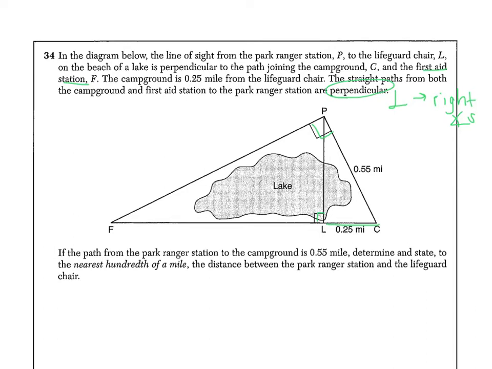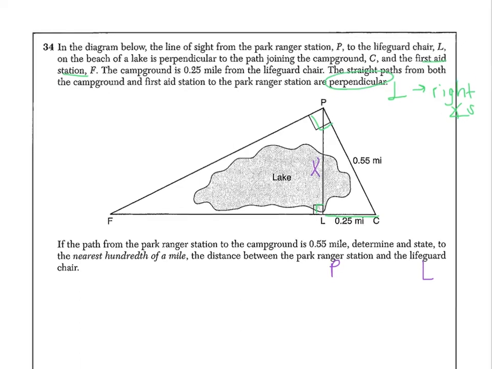The first question says, if the path from the park ranger station to the campground is 0.55 miles, so from P to C is 0.55, determine and state to the nearest hundredth of a mile the distance between the park ranger, P, and the lifeguard, L. So my goal is to figure out this distance from P to L.